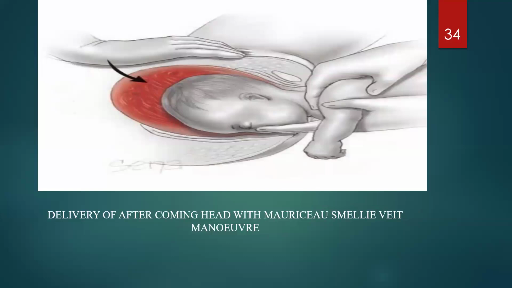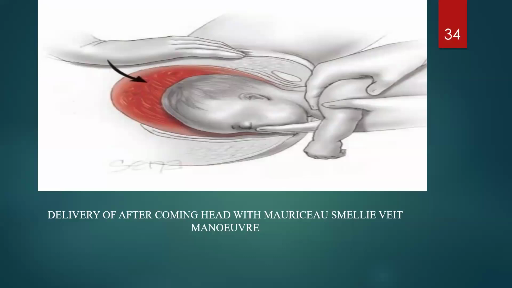Then the delivery of the after coming head. So the head now is the bigger part of the fetal body, and it didn't get the chance to undergo molding. So you want to make sure that it is still flexed, because the moment it's extended, the delivery becomes difficult. It can get trapped in the pelvis.